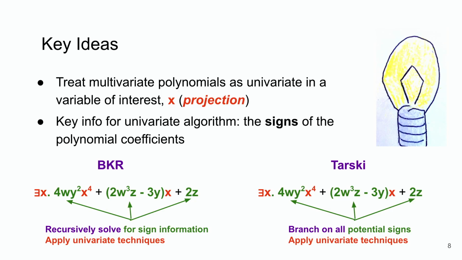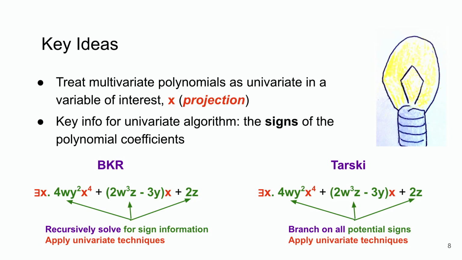And here, the BKR algorithm and Tarski are going to differ. What BKR is going to do is a recursive call. It's going to use a sledgehammer call to the overall sign determination algorithm to solve for sign information for these coefficients pictured in green. Tarski's algorithm, on the other hand, is going to naively branch on all the potential sign assignments. So we're including some branches that we don't strictly need to, but we're also limiting the recursion of our algorithm.